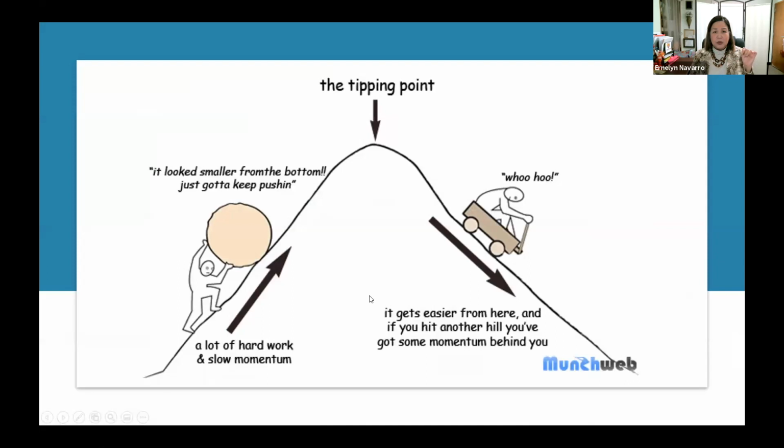So just to help you understand the concept of the tipping point: it's really building momentum of making this change. In this case, I was trying to create a CRM movement here at our hospital. Building that momentum takes a lot of work, right? It's that uphill battle. A lot of times that's what it feels like.